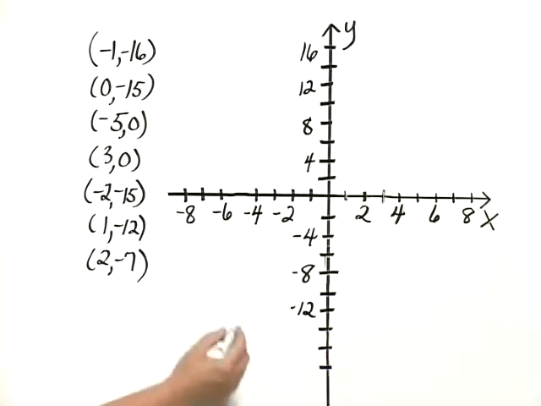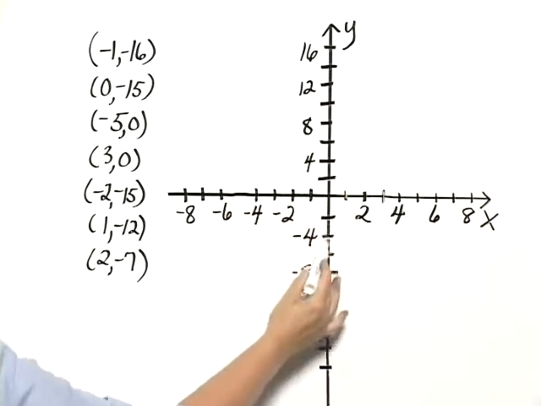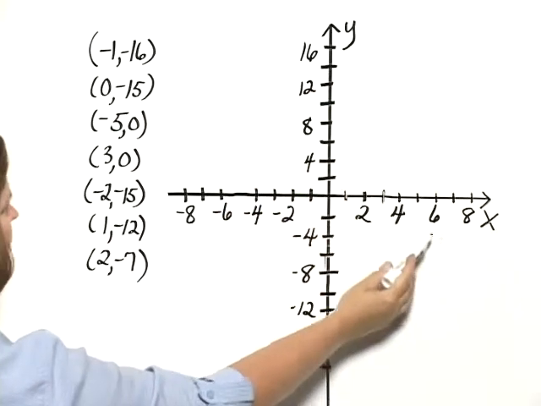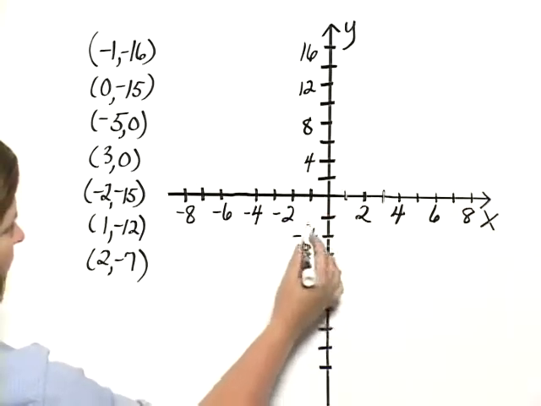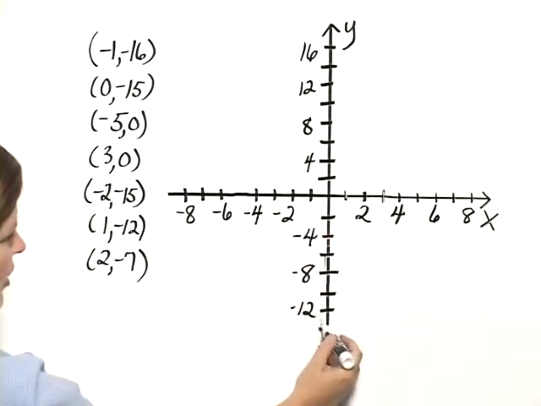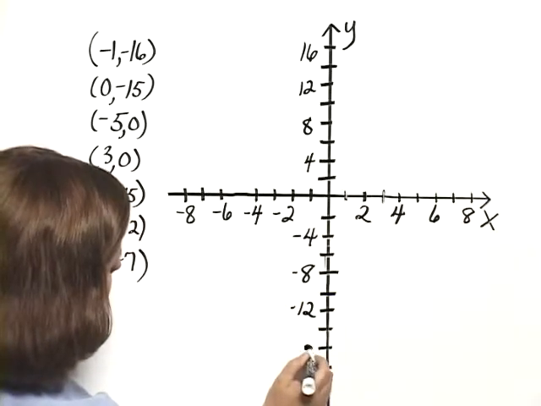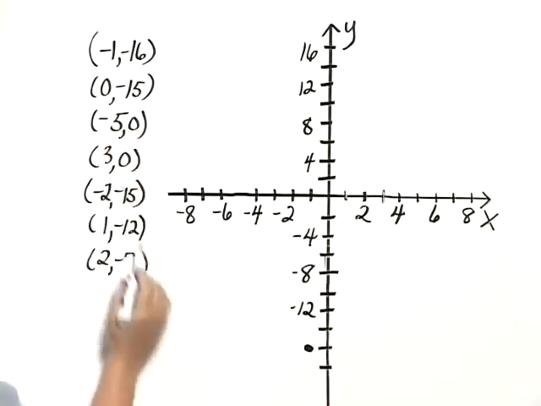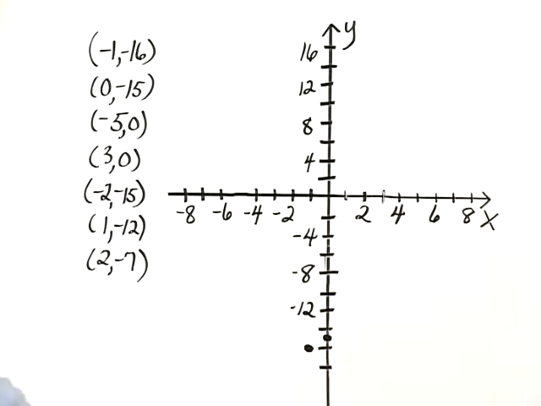Notice that when I drew my axes, I labeled the y-axis counting by 2s and the x-axis counting by 1s because my y values were quite a bit larger compared to my x values. So let's plot each of these points. We have negative 1, negative 16. This is negative 16. So put a dot here. 0, negative 15. That will be just 1 unit up from the negative 16.